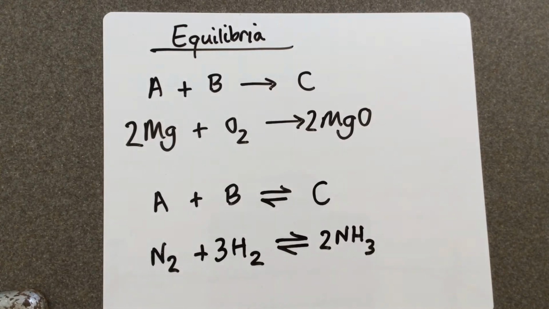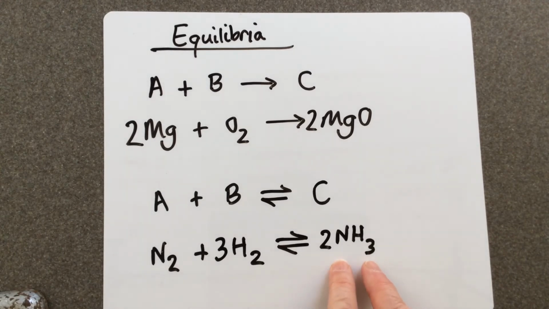Now, if that's true, if this stuff is turning into this stuff at the same rate at which the products are turning back into the reactants, the concentration of the reactants is clearly going to stay the same. It's not going to change. Similarly, the concentration of the products will remain constant. It won't change because the product is being formed at the same rate at which it is breaking down to turn back into the reactants.